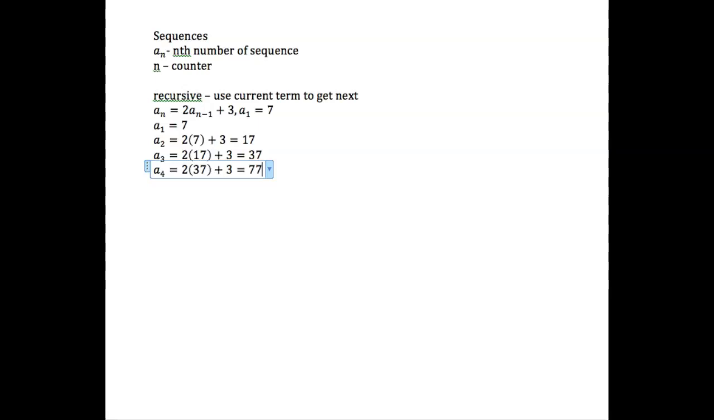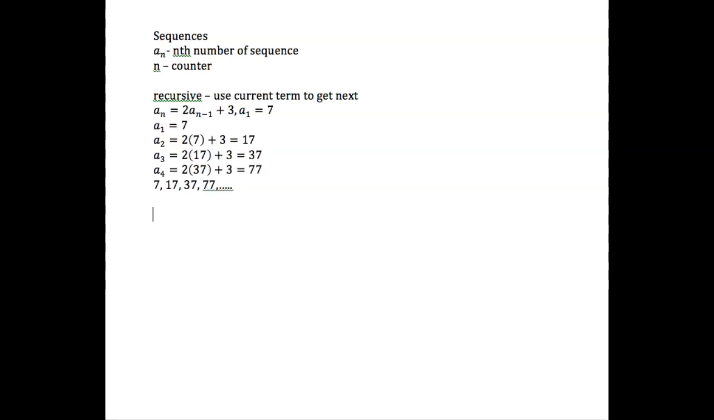And there are the first few terms of my sequence. If I want to write the sequence, A1 was 7, A2 was 17, A3 was 37, A4 was 77, and so on. This is great if all you want to do is go down the sequence. If I want to jump in the middle, this is not so good. If I want to know what's the 43rd term in this sequence, I have to find the first 42 terms in order to get there.